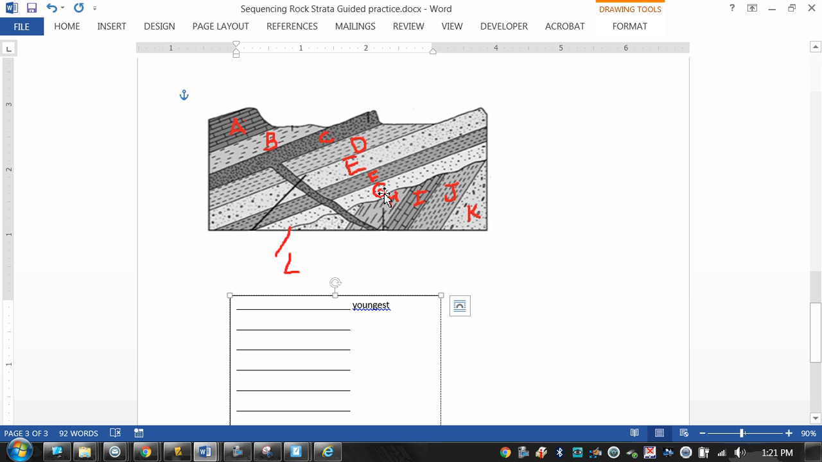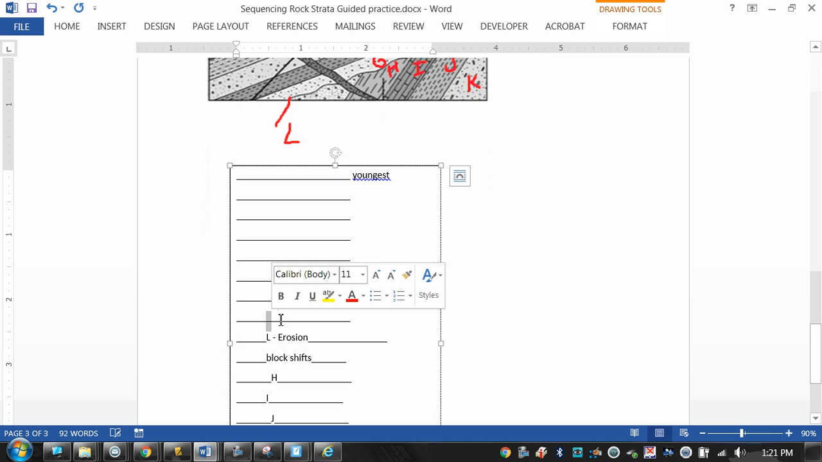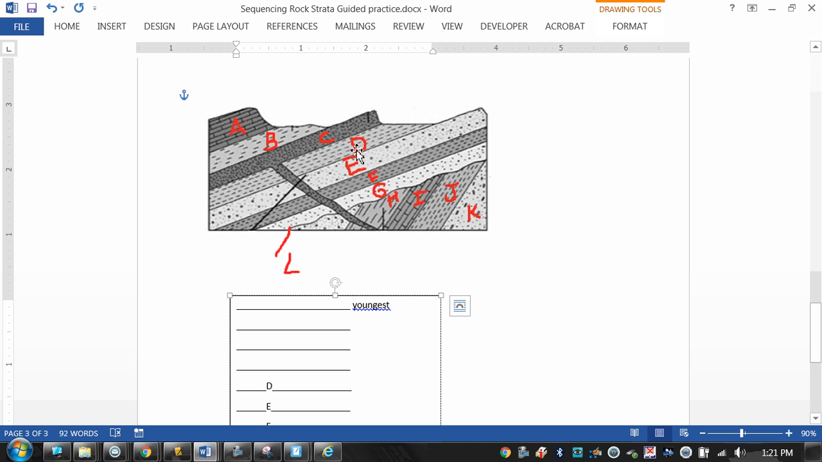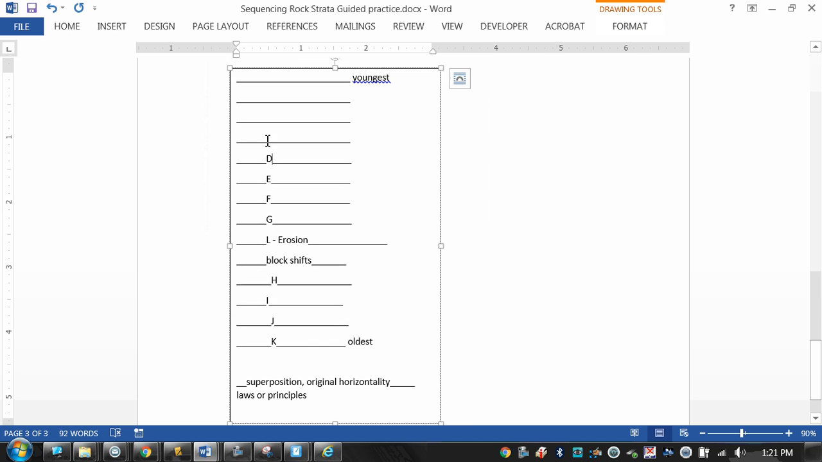So now, once again, back to superposition. Now we go G, F, E, D, because they're all laid on top of one another. Now C, up here, cuts through all of these, and it sits on top of D. It didn't melt into B or anything like that. It sits on top of it here, and it's actually its own little outcropping. So I know C happened next, and I know this because of cross-cutting relationships.